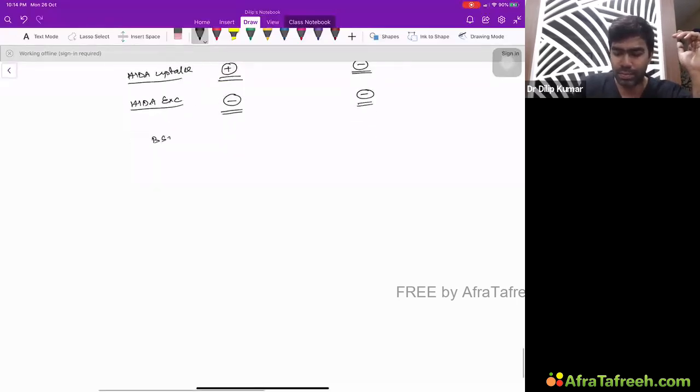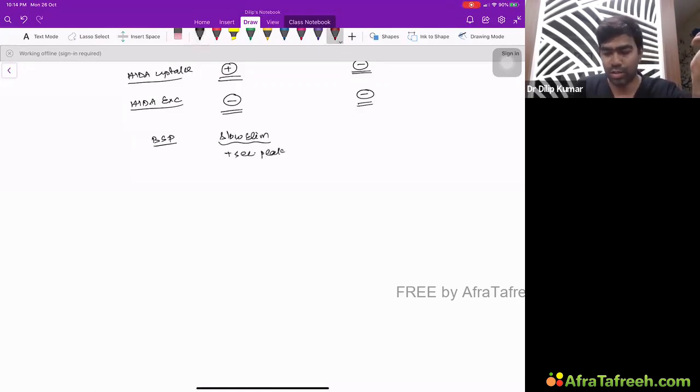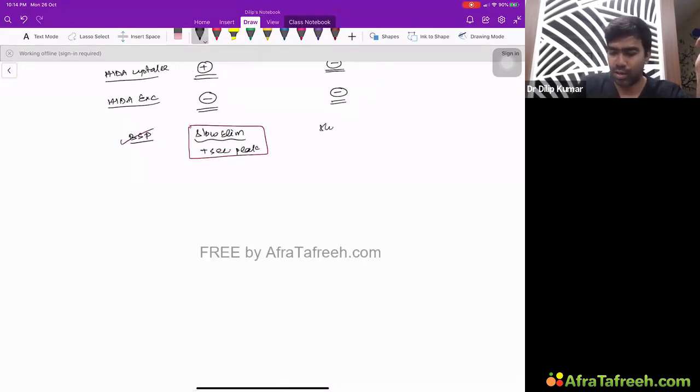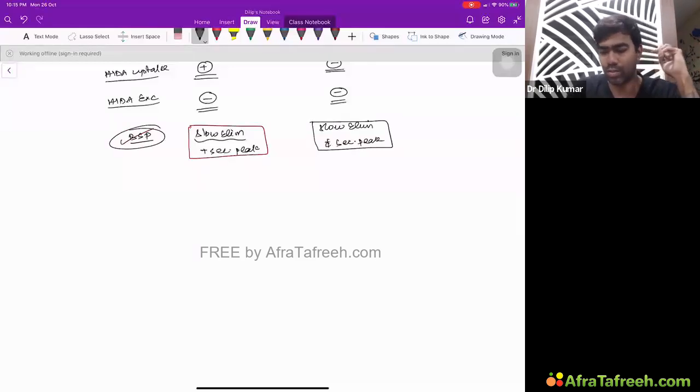And there is something called a BSP test, that's called a bromosulfalin test. As far as the bromosulfalin test is concerned, there will be a very slow elimination, plus there will be a secondary peak. I don't know, only one time they've asked this question. Slow elimination with secondary peak is suggestive of Dubin-Johnson syndrome. Here also there will be slow elimination, but with no secondary peak. Slow elimination without secondary peak is what you're going to get in Rotor syndrome.